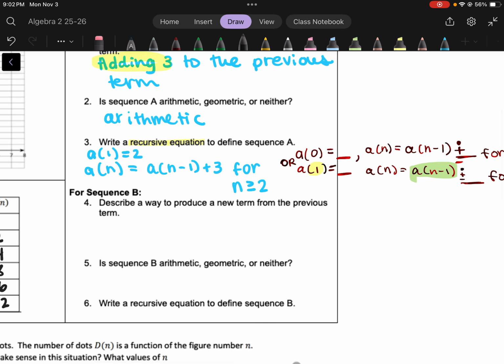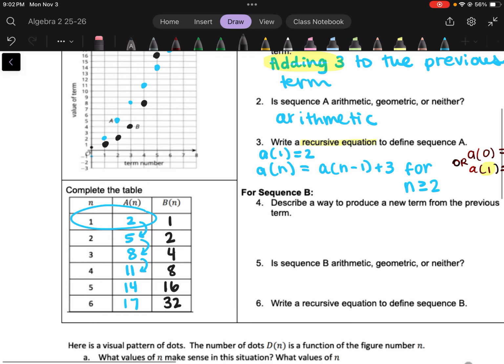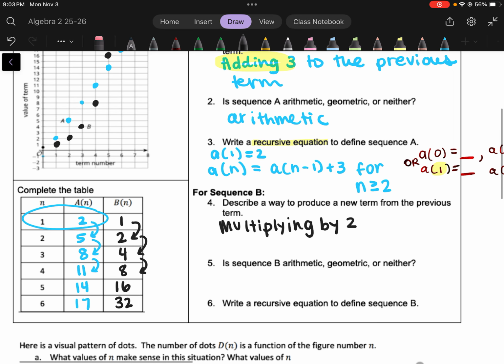Describe a way to produce a new term from the previous term. So what are you doing with 1 to get to 2, 2 to get to 4, etc.? You're doubling or you're multiplying by 2 to the previous term to get to the next term. Remember, that's always how we describe. If we can describe it, what are we doing every time to the previous term? Okay, so since we're multiplying by a constant, that means it's geometric.